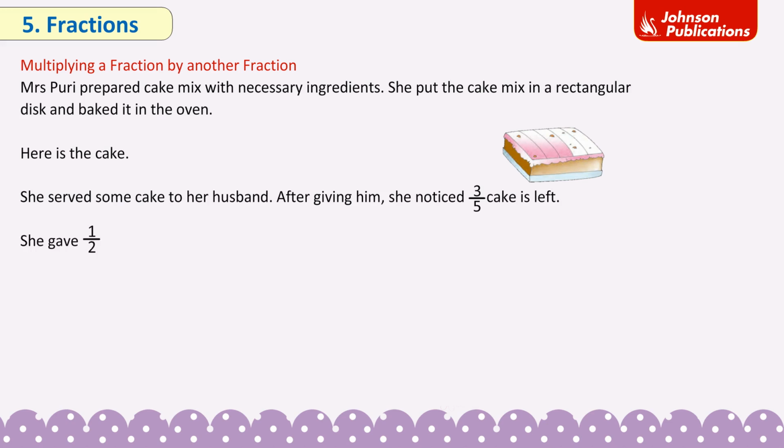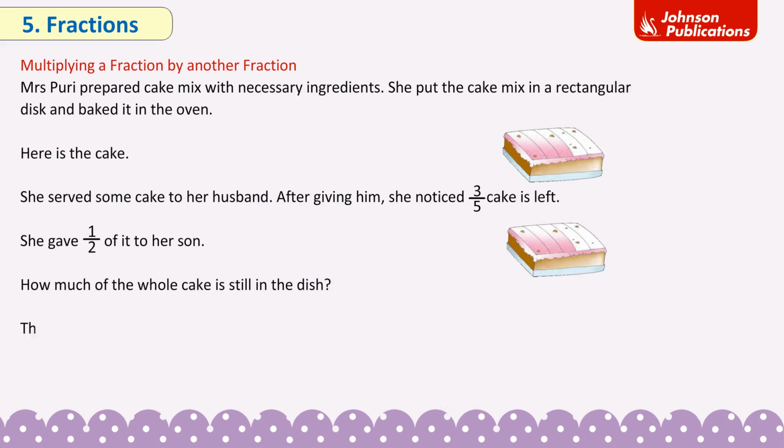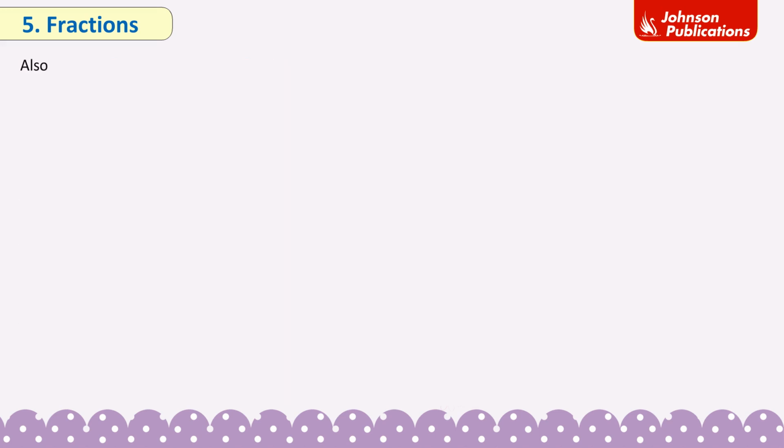She gave 1/2 of it to her son. How much of the whole cake is still in the dish? The picture shows 3/10 of the cake is still in the dish. To find 1/2 of 3/5, we multiply. Also, 1/2 of 3/5 is the same as 1/2 multiplied by 3/5.